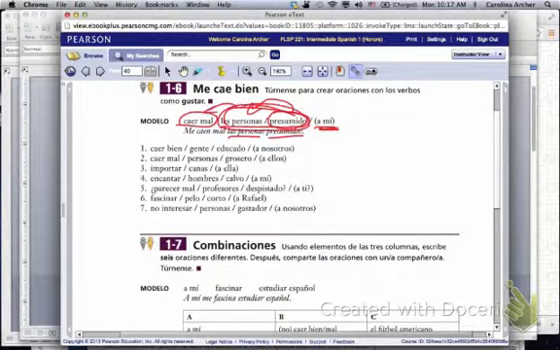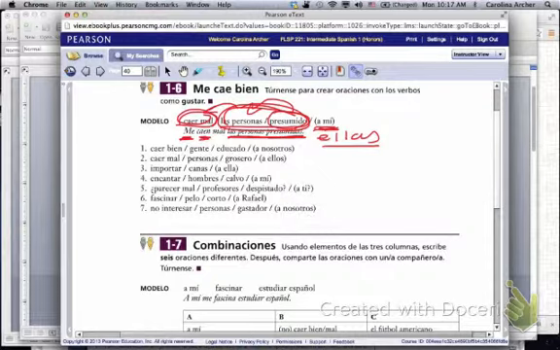So, por ejemplo, a mí, me, okay? What is it that I don't like? Las personas presumidas, okay? So this would be ellas. So the verb caer mal has to agree with ellas. Me caen mal, okay? Me caen mal las personas presumidas.